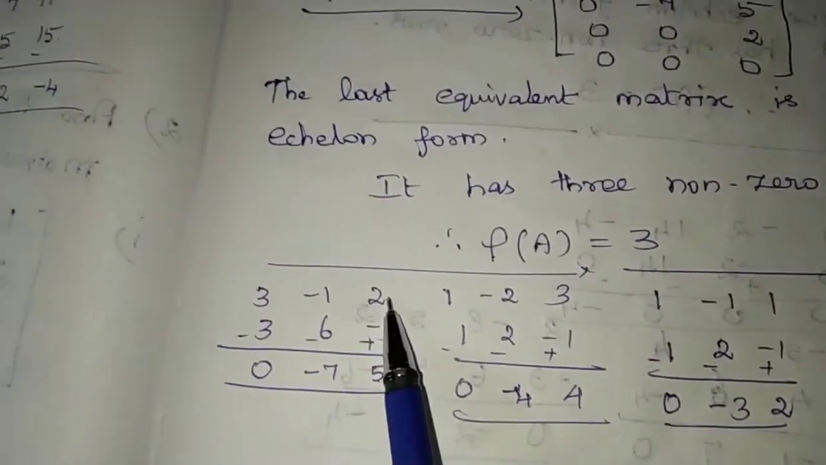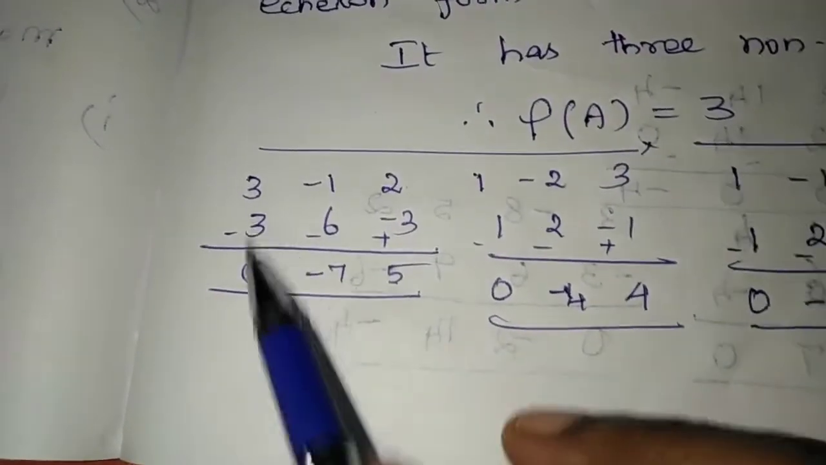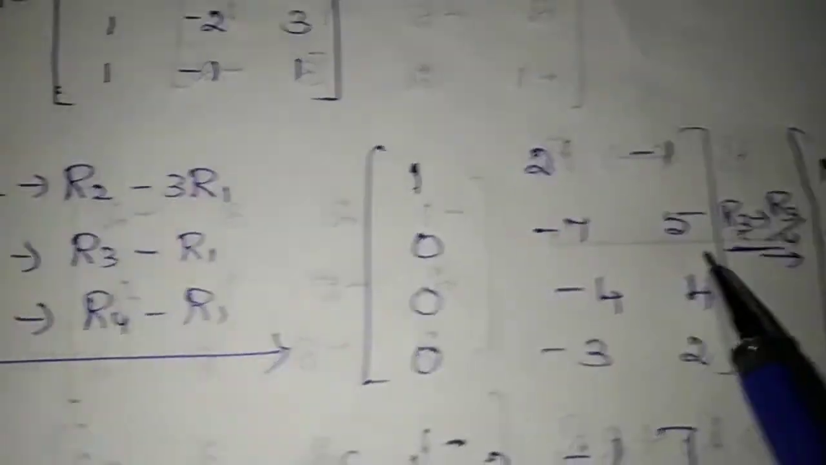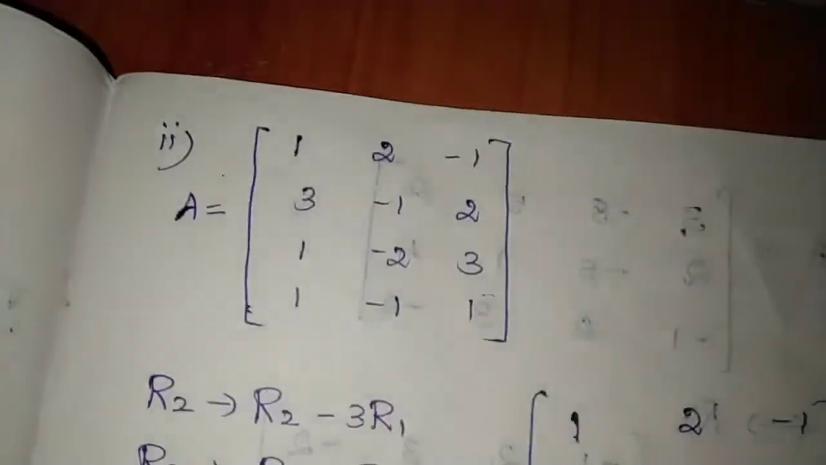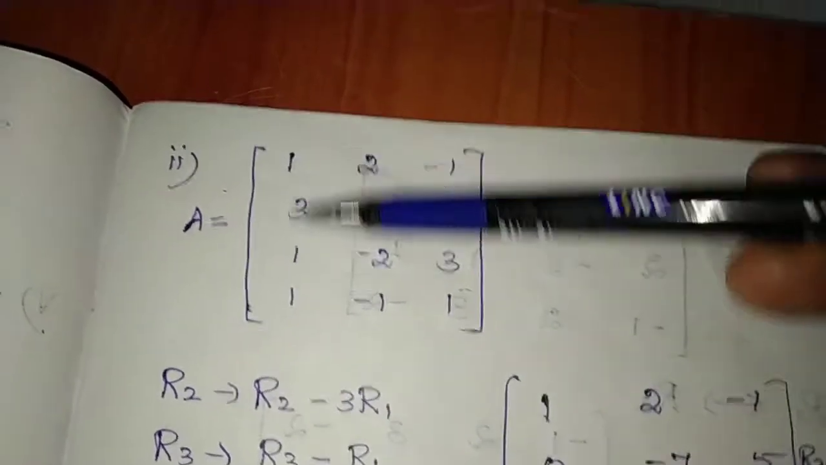R2 minus 3R1. 3R1 means multiplied by 3 and write, and subtract the value, we get 0 minus 7, 5. And here R3 minus R1. We can directly subtract this value.